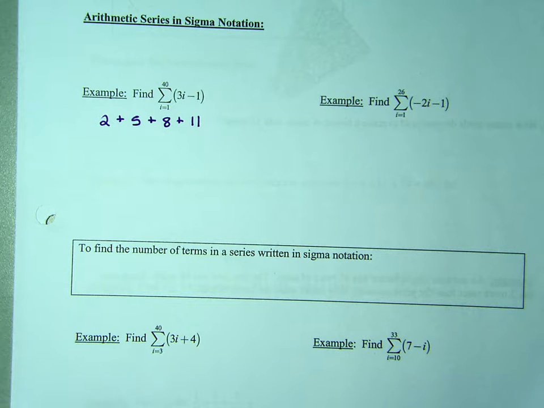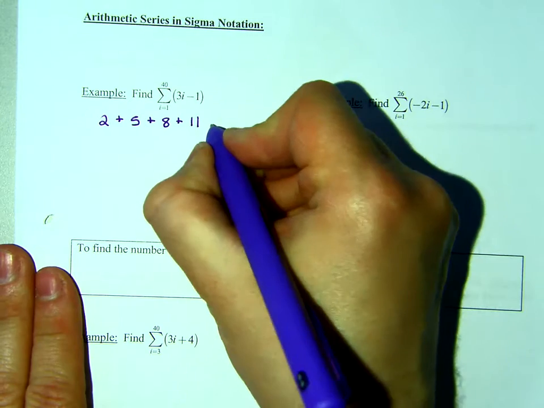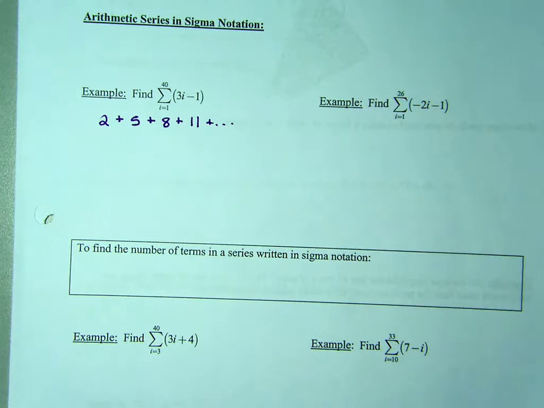But before we do that, well, first of all, I should add the plus dot dot dot to this because it's not stopping at 11. It's going on until we get to 40 terms. In general, we need a quick way of being able to tell if something in sigma notation is arithmetic. And here's our rule. If the stuff inside the sigma is just involving multiplication or addition, or subtraction, that's kind of the same thing, it's going to be arithmetic.